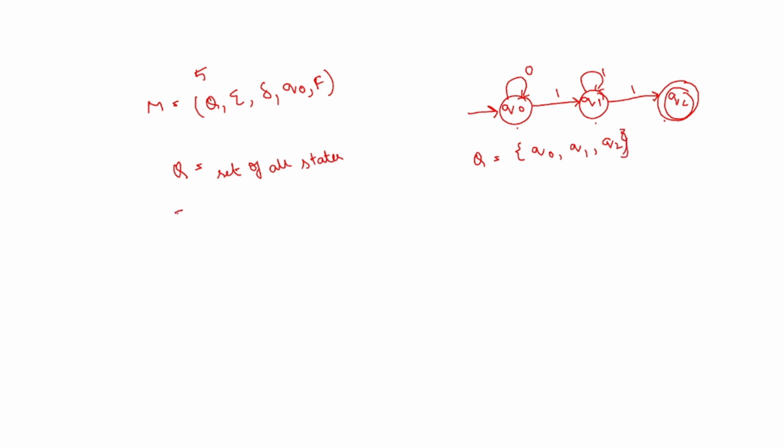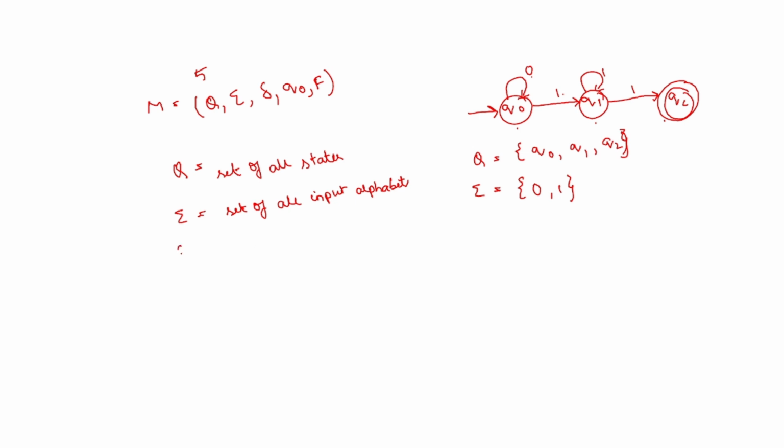And the next one is sigma. Sigma is the set of all input alphabets. So here what would the sigma be? We got 2 alphabets, that is 0 and another one is 1. So we have 2 in our set, that is {0, 1}.